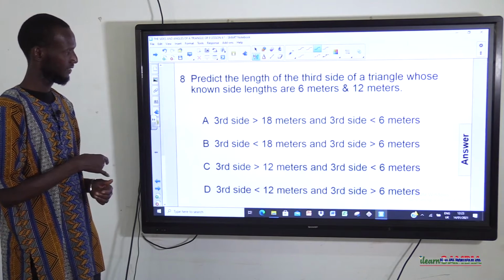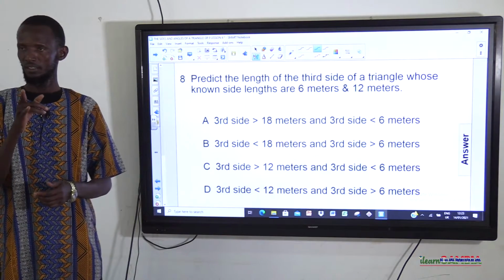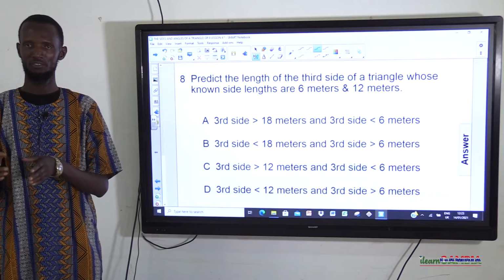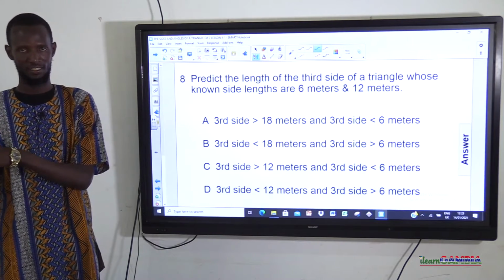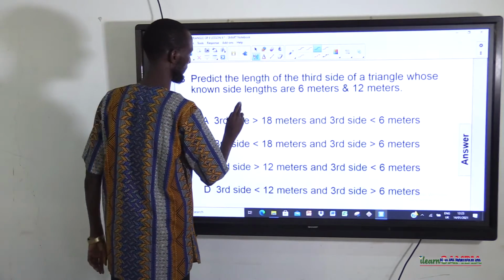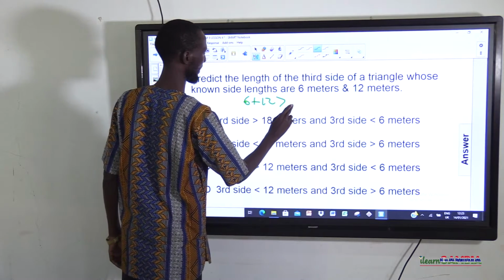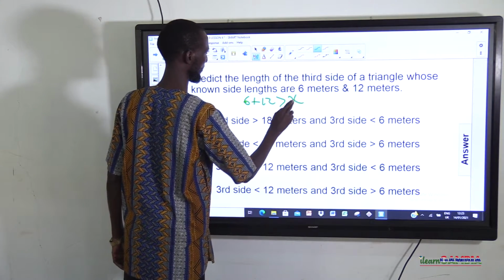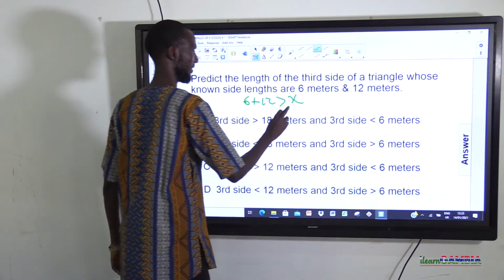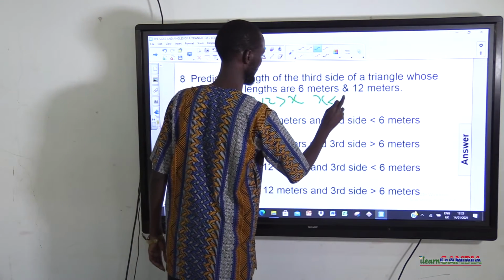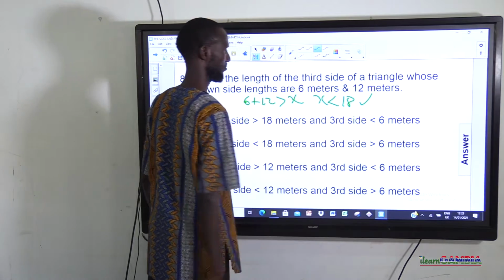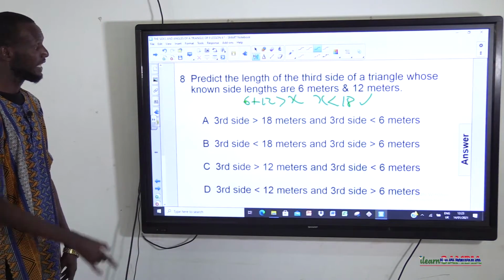Let's try to analyze it. First step should be you add the given sides, and your answer should be greater than the third side. So 6 plus 12 has to be greater than our x. This is 18, which means the x has to be less than 18. One condition. Okay?